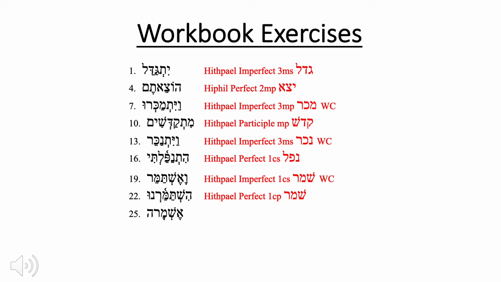Number 22 is also a hishtaphel, with the shin and the tav having switched places. Again, this is very common with those sibilants, the shin, the sin, the tzadeh, where the tav will trade places. Here we have a Hithpael perfect 1CP, the nun at the end indicating 1CP, the nun plus the shureq. Again, the root is shamar, but the shin and the tav have changed places. How about number 25?